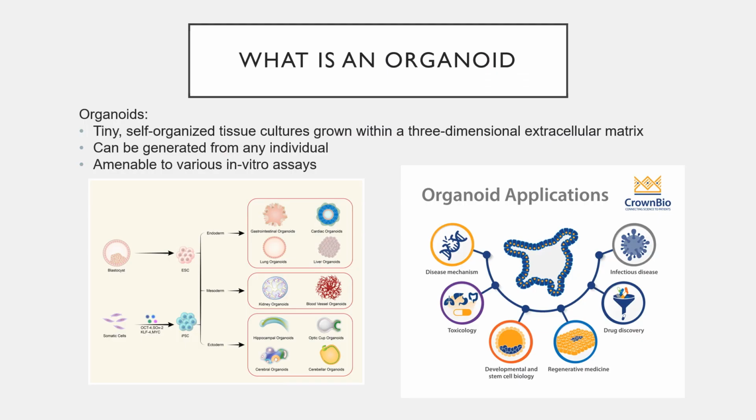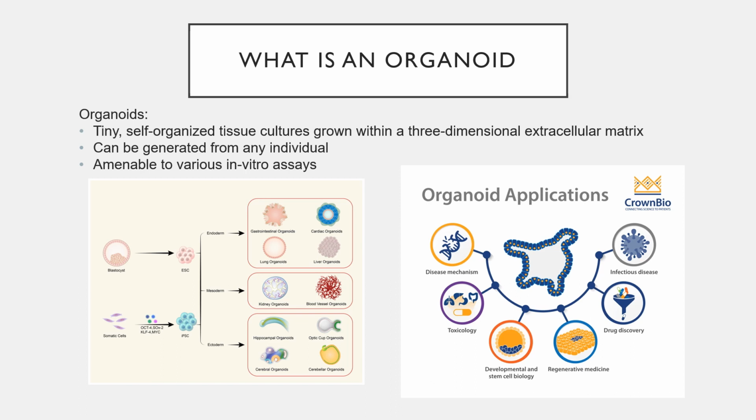So, what are organoids? They are tiny self-organized tissue cultures grown within a three-dimensional extracellular matrix. They're used for studying human and animal tissues because they resemble whole organs in structure and function. They are used in research in a variety of ways, as you can see in the diagram on the right. Applications such as studying mechanisms of the disease, generating knowledge and tools applicable to preclinical studies, to study infectious diseases, genetic disorders, and cancers.